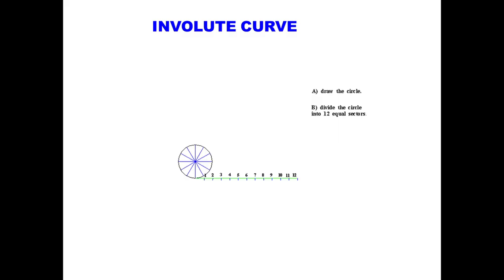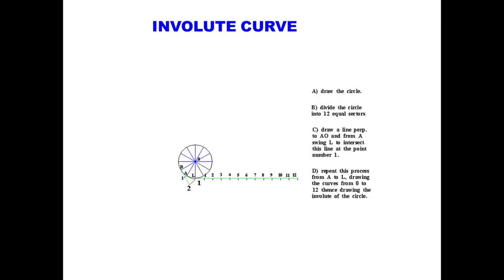Now we draw a small curve. Divide the circle into 12 sectors, draw a line perpendicular to AO, and from L intersect the line at point number 1. Repeat the process from A to L, drawing the curve from 0 to 12, which gives the involute of the circle. That will be the involute of the circle that we are trying to rotate.